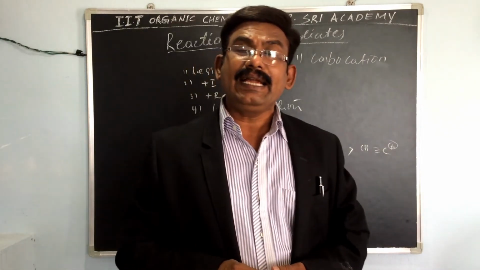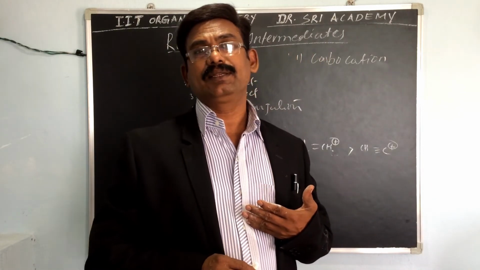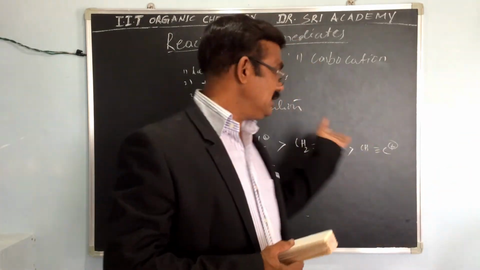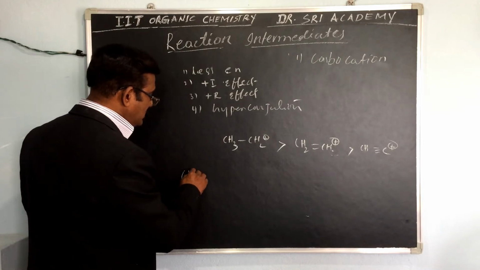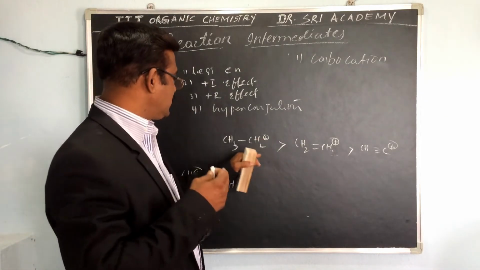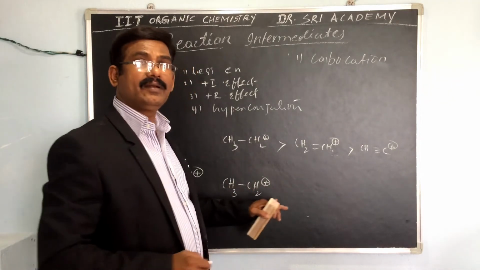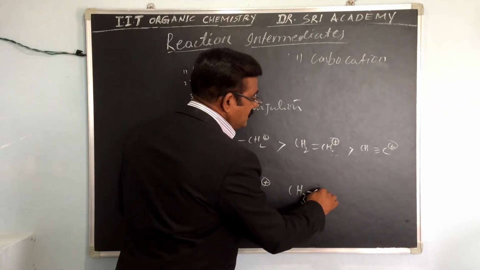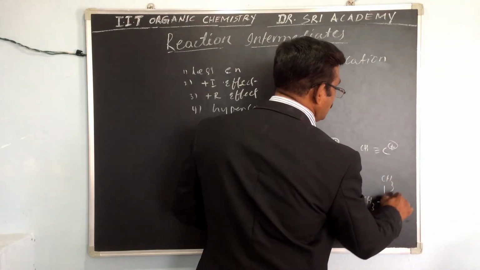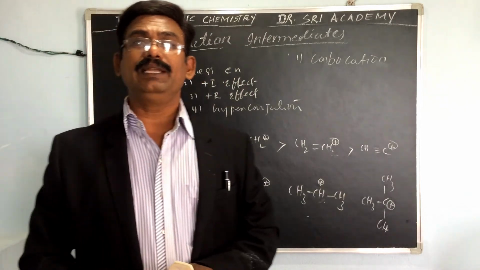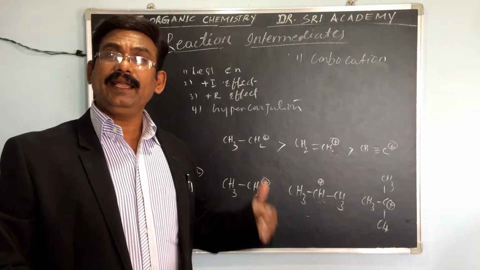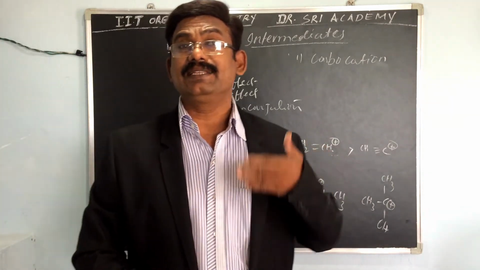Now, the stability of carbocation increases with increasing plus I effect. Plus I effect means the methyl group increases in order. Please note down, these will come in the examination. For example, CH3+, CH3CH2+, CH3CH+CH3, and (CH3)3C+. Please arrange these in stability order. Can anyone arrange this in stability order? With increasing number of methyl groups, the plus I effect is increasing.